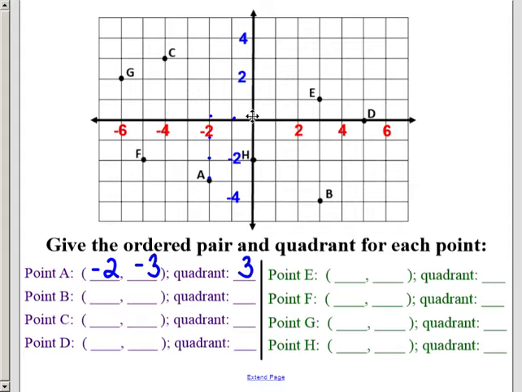Point B, I always start at the origin, and to get to point B, I'm going to have to go forward. Remember, I always have to go forward or backward first, and then up or down. So forward, 1, 2, 3, and then down, 1, 2, 3, 4. So positive 3, negative 4, and that's going to put me in quadrant 4. Pause while you continue, and then when you're done, hit play and check your work.